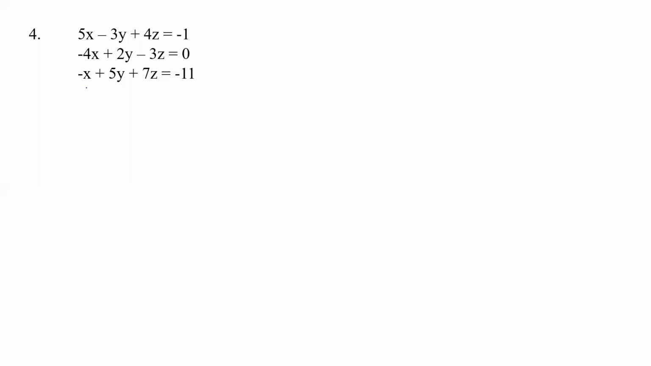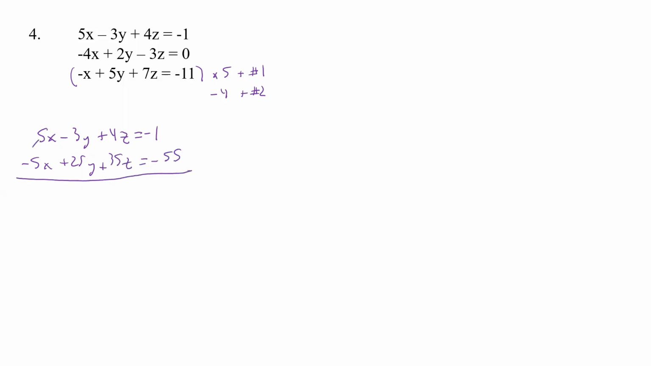Okay, so what would I have to multiply this one by to eliminate the 5x here? Well, I'd have to multiply by 5 and add to number 1. And if I multiplied it by a -4 and add it to number 2, that would get rid of this one. Okay, so let's do that. So I'll have 5x minus 3y plus 4z equals -1. And then I'm taking 5 times this one, so that's a -5x, and then plus 25y plus 35z equals, and that's going to be a -55.